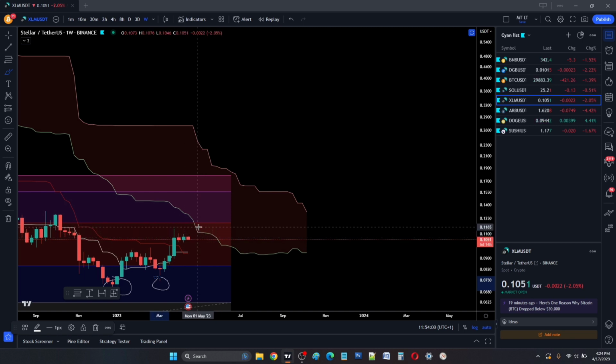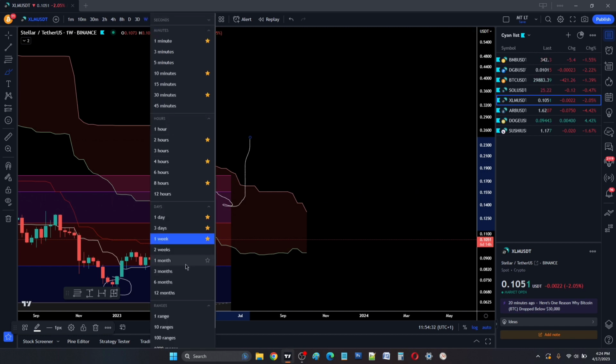Usually the outlines of these clouds also act as resistance, but once the coin is able to get inside it and test this level again, it starts acting as, guess what, support. If we are able to close above 11 cents in the coming weeks or days, it will start acting as support, and then from there it won't take much time to reach 16 cents. Then you can accumulate a little bit, and then we can break out again.